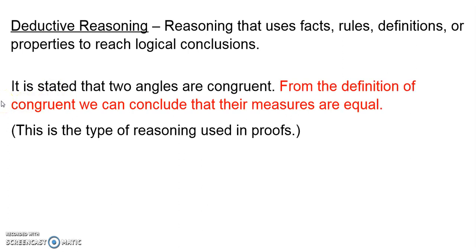So, for instance, if it's stated that two angles are congruent, then you can conclude that their measures are equal, because that's what the definition of congruent means. That is the type of reasoning that we'll use in proofs, and we are going to go over some activities in class where you'll do some proofs using algebra and using geometric properties.